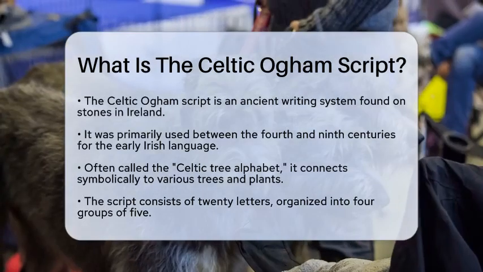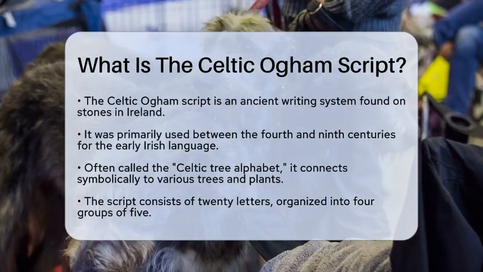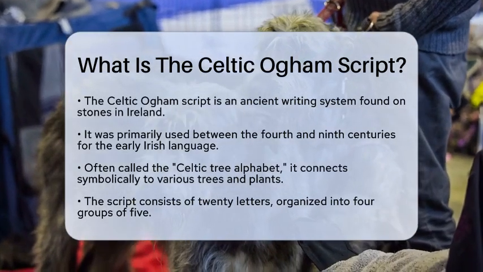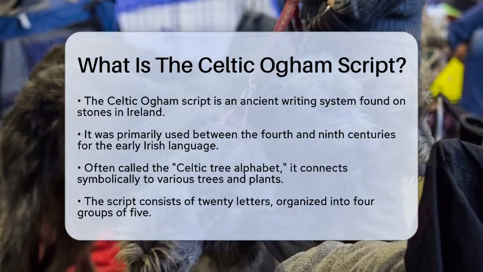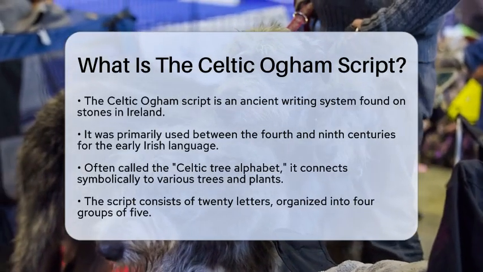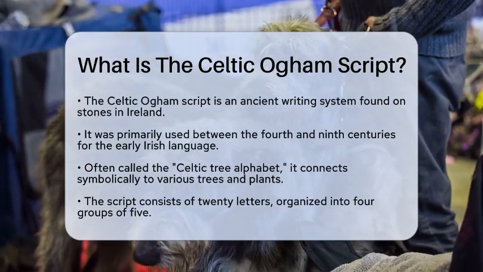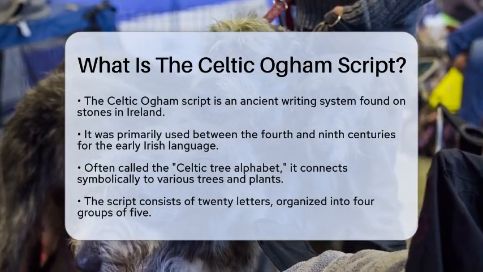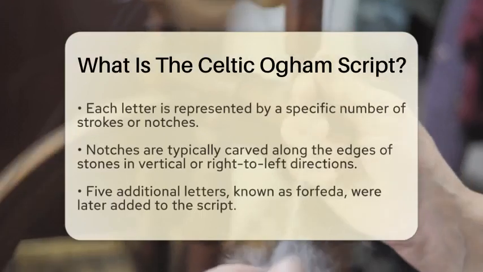This fascinating writing system was used mainly between the 4th and 9th centuries to inscribe the early Irish language on stone monuments. The Ogham script is often referred to as the Celtic tree alphabet. This name comes from its connections to various trees and plants, although this idea is more symbolic than historical.